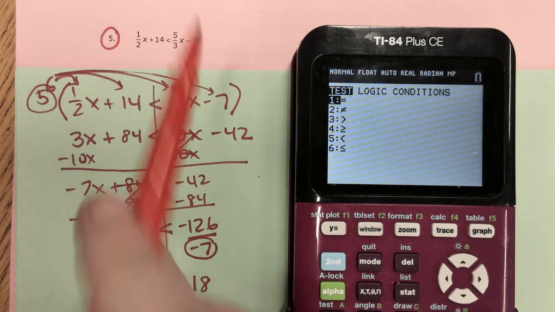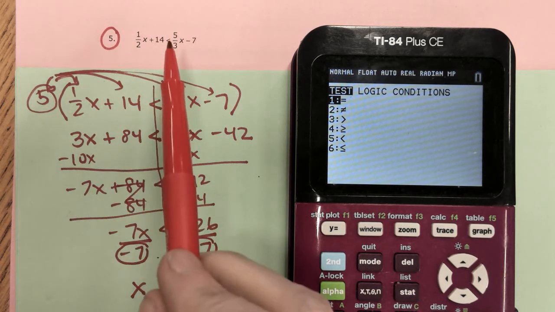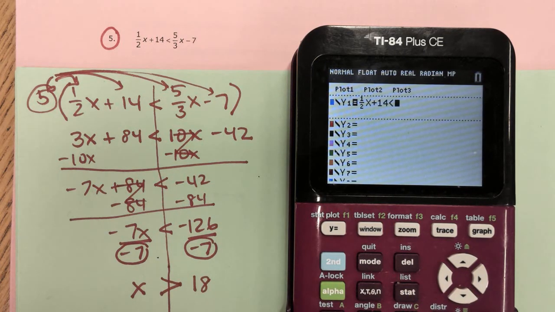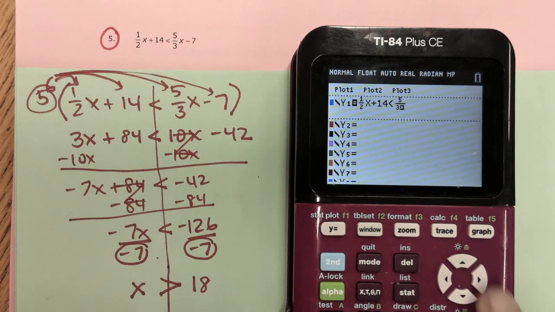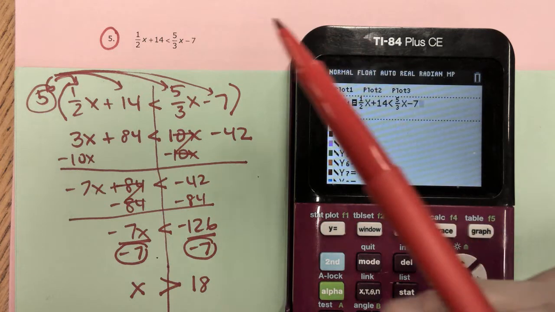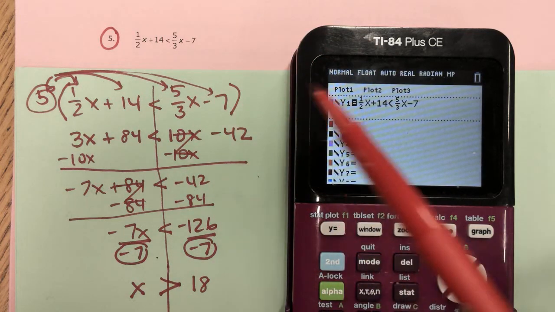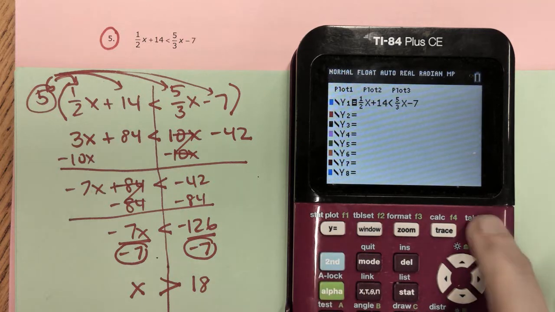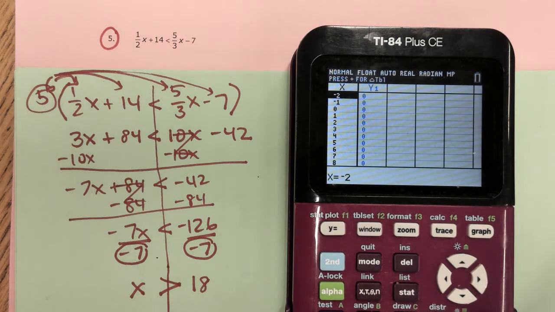In the original, I had a less than sign. I don't care what my answer had. So I'm going to put 5, which is a less than sign. And then I'm going to do alpha y equals and put 5/3 x minus 7. That looks exactly like what I've got: 1/2 x plus 14 less than 5/3 x minus 7. So now I'm going to go to the table. I see a lot of zeros.